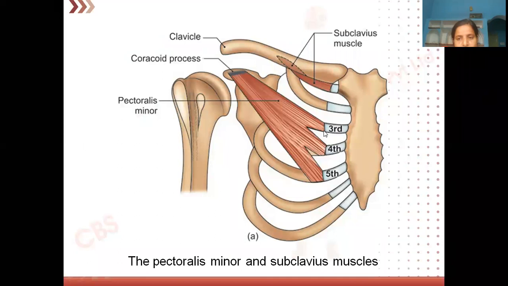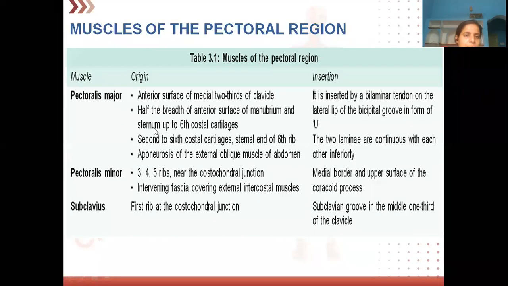Okay. Now see here. See, third, fourth, fifth. These are costochondral junctions. From here you can see the origin of pectoralis minor, and the pectoralis minor is getting inserted in the coracoid process. Just try to remember this picture. Both of them are supplied by the same nerves, medial and lateral pectoral nerves. So pectoralis minor: origin third, fourth, fifth ribs near the costochondral junction and intervening fascia. This is more important, and it is getting inserted in the coracoid process.